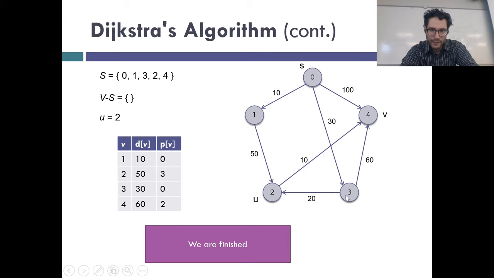Well, how do I get to 3? Well, let's look at 3's table. You get to 3 by going through 0. To get to 4, that will cost you 60, and you'll have to go through 2. How do you get to 2? Well, you go to 3. How do you get to 3? Well, you go to 0. Yes?